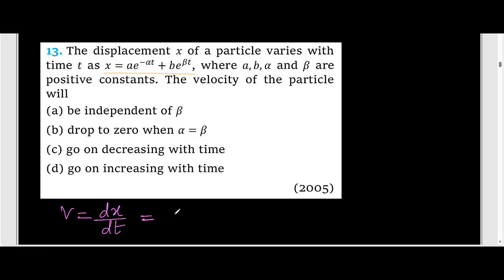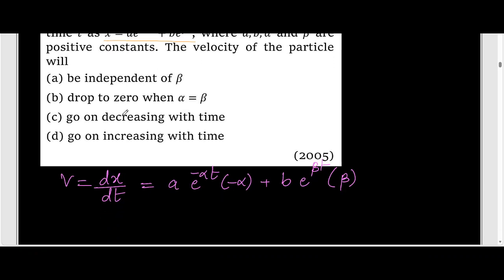So A is a constant. Differentiation of e power minus alpha t is e power minus alpha t into minus alpha, plus B is a constant. What is differentiation of e power beta t? It is e power beta t only. Now again differentiating beta t, you will get beta. Now what is the condition here? I mean not condition, we have to verify the options. The velocity of the particle will be.